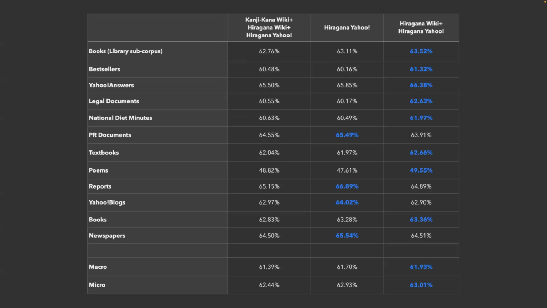Only the three most accurate models are shown. This makes me think that the Hiragana Wiki plus Hiragana Yahoo model is number 1, the Hiragana Yahoo model is number 2, and the Kanji Kana Wiki plus Hiragana Wiki plus Hiragana Yahoo model is number 3. This is true, but there is another story.